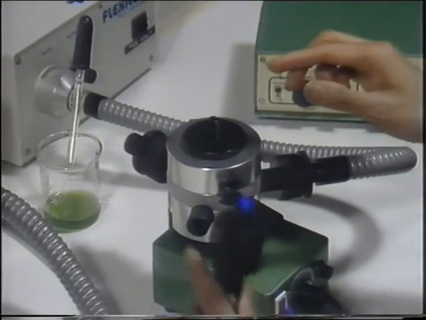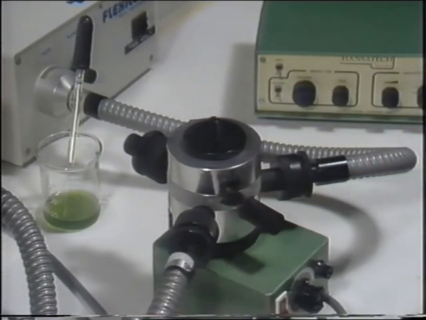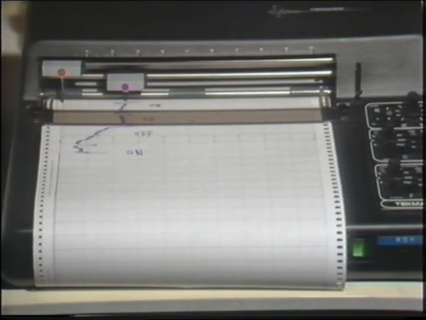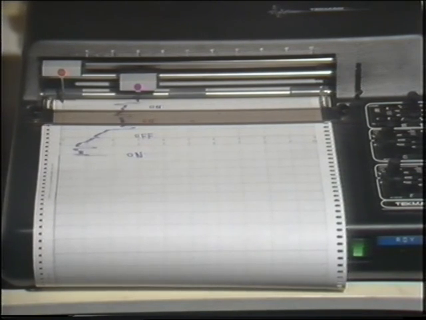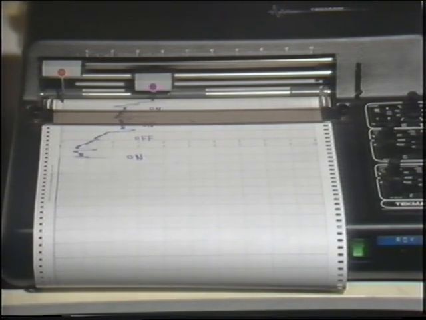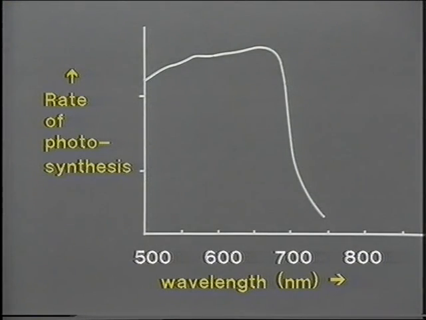But if light of a shorter wavelength is added, oxygen is produced rapidly, and the really important thing is that this production of oxygen is much faster than if the shorter wavelength alone is used. The dramatic drop in photosynthetic activity when the far red light alone is used, that's the light with a wavelength of 700 nanometers, is known as the red drop.